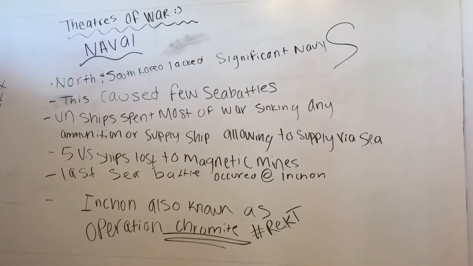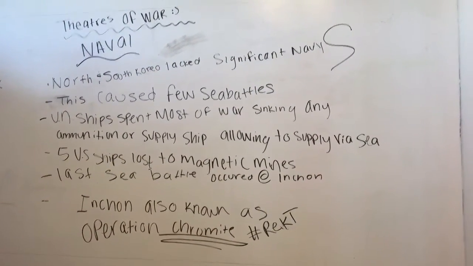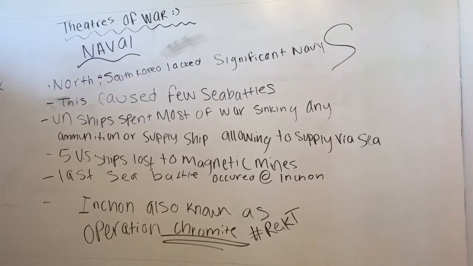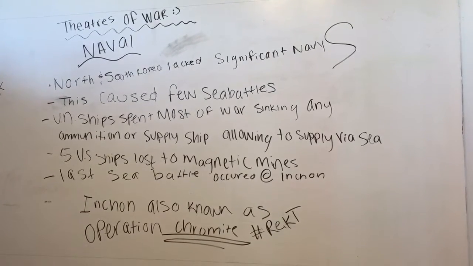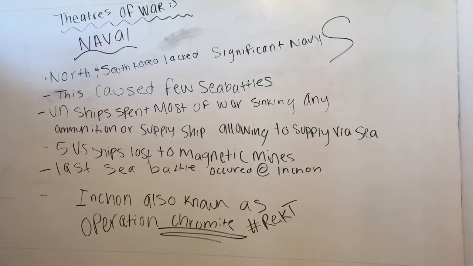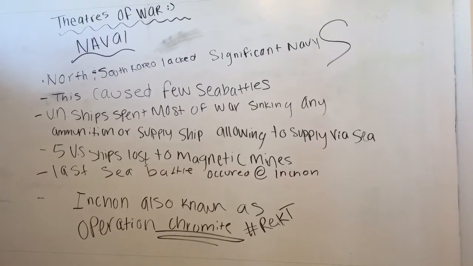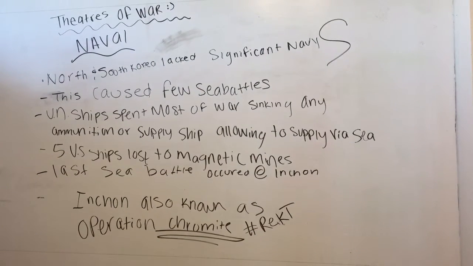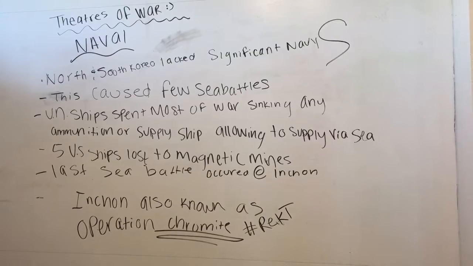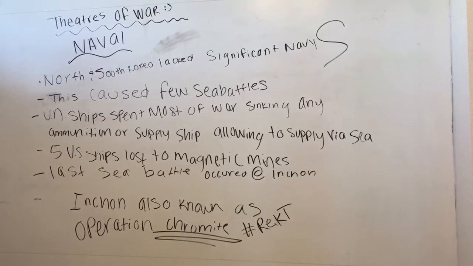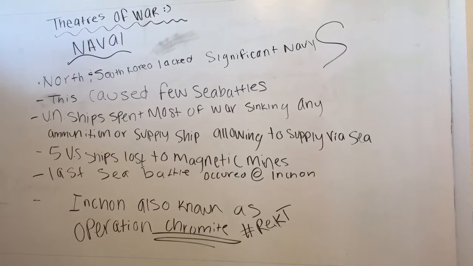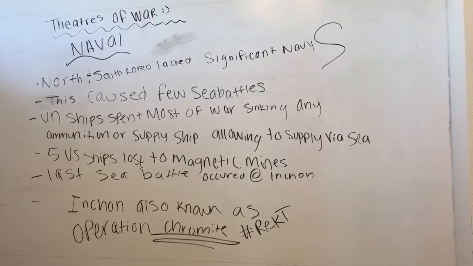Due to North and South Korea lacking a significant navy, there were few sea battles. UN ships spent most of their war sinking any ammunition or supply ships that could have allowed them to resupply via the sea. They created blockades in order to restrict the Korean war efforts. North Korea created magnetic mines in order to stop them. Only 5 US ships were lost to magnetic mines.